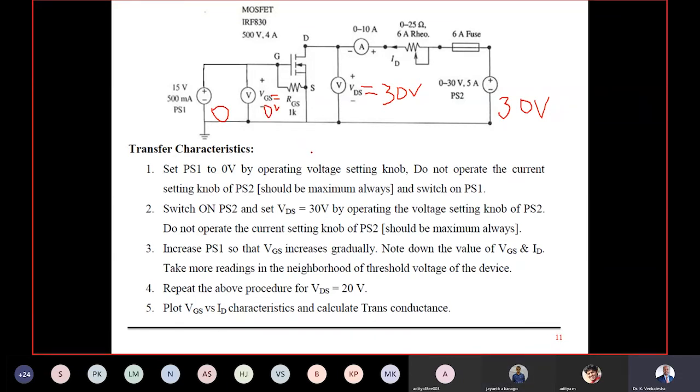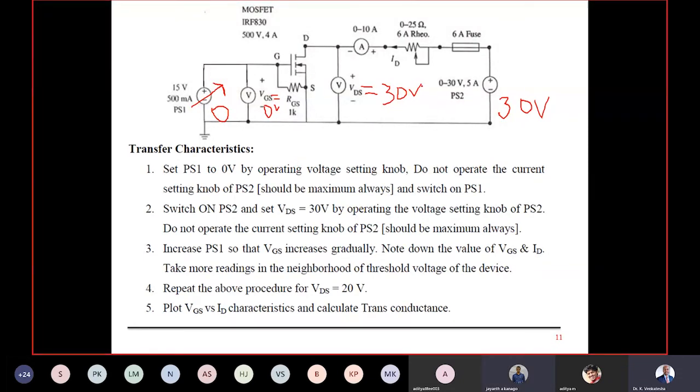Then what should I do next? Increase PS1. When you increase the PS1, what will happen? The VGS will also increase.